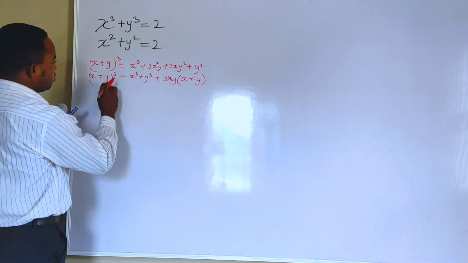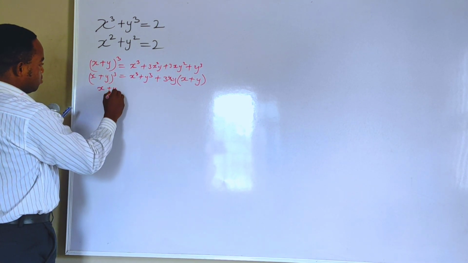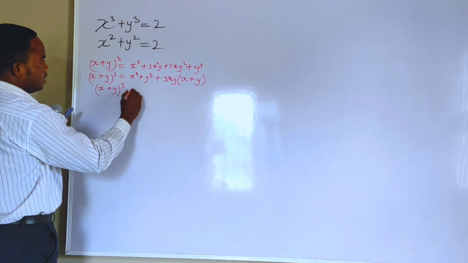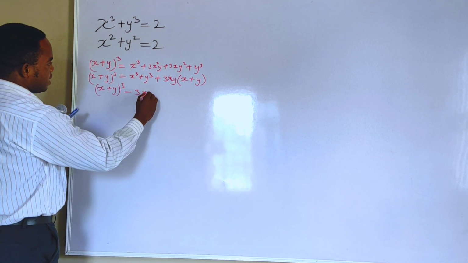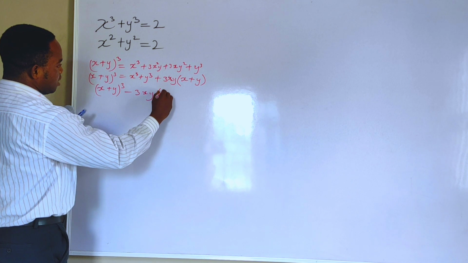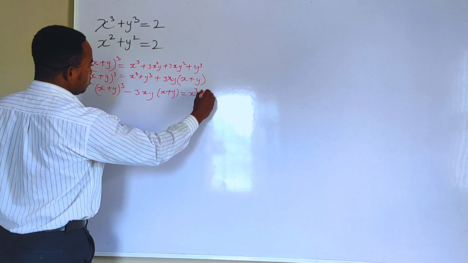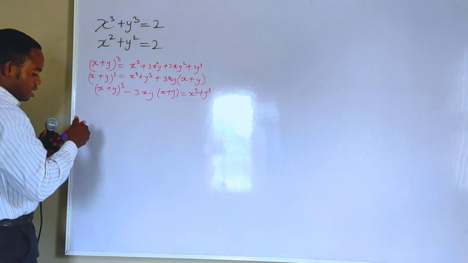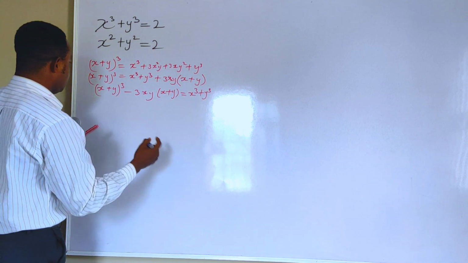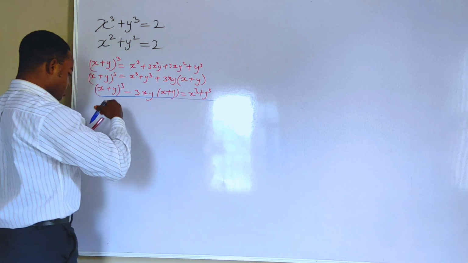If I bring all of this on this side, I'll be having x plus y to the third power minus 3xy, multiplied by x plus y, and equals x raised to power 3 plus y raised to power 3. Do not forget this. We're going to need it, okay?